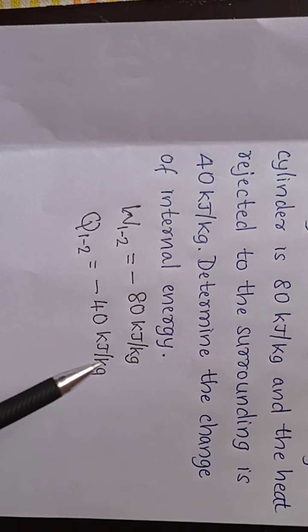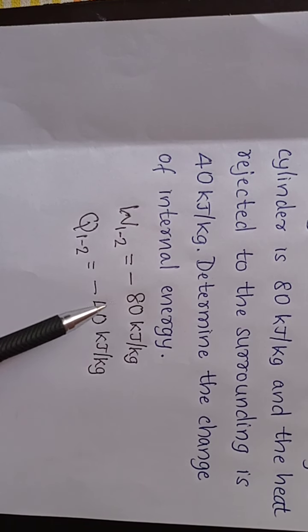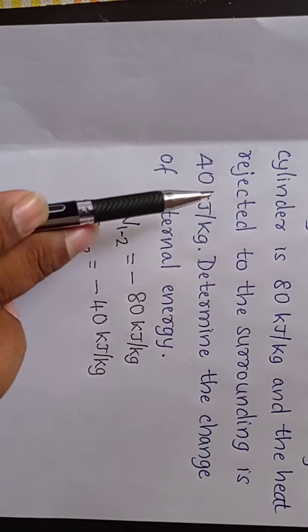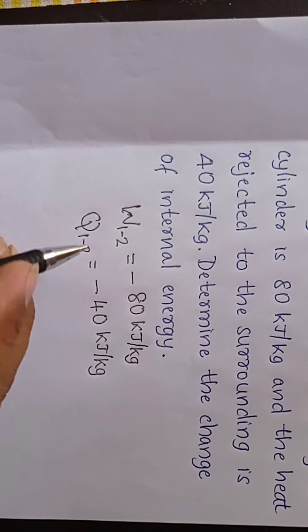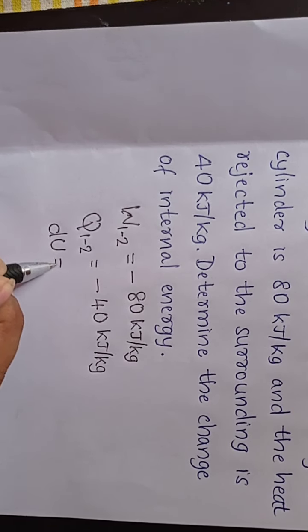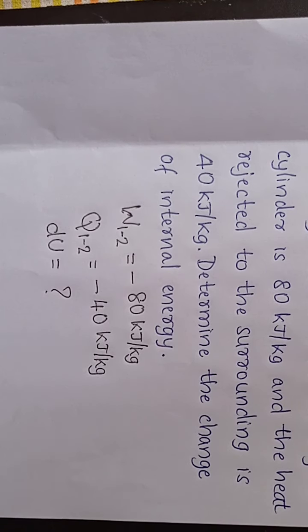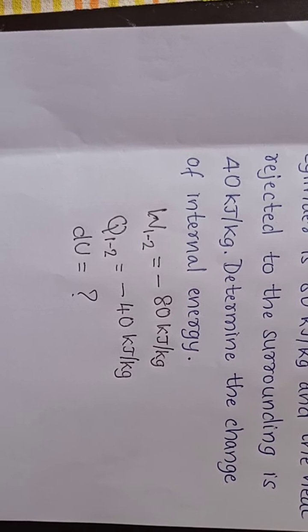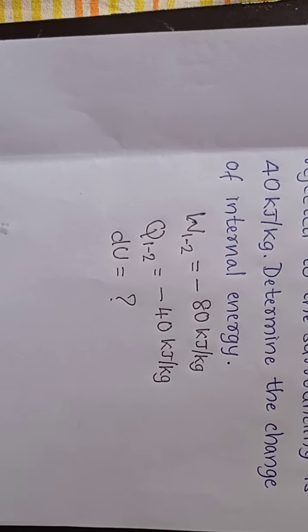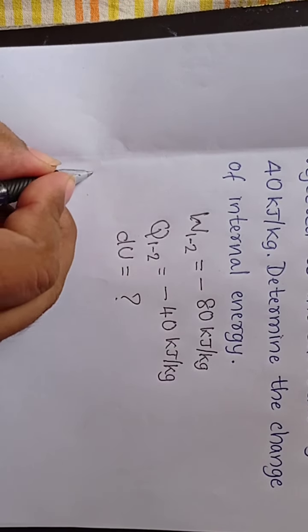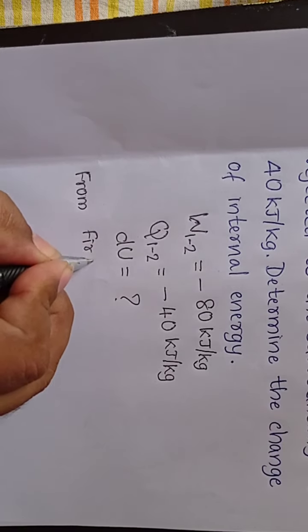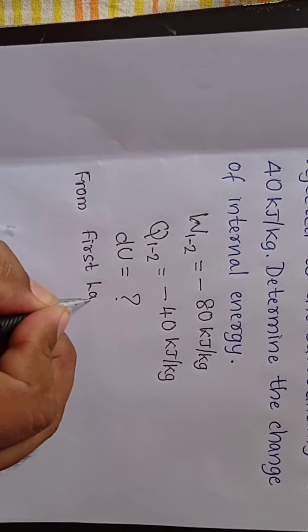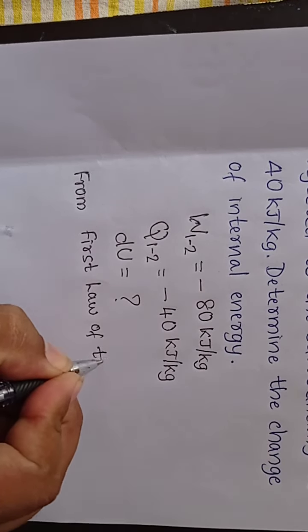I repeat, work done on the system is minus. Similarly, heat rejected to the surroundings is also negative. So you have to find out what is the change in internal energy, that is delta U or dU. This is what we need to find out. So again use the equation of first law of thermodynamics.